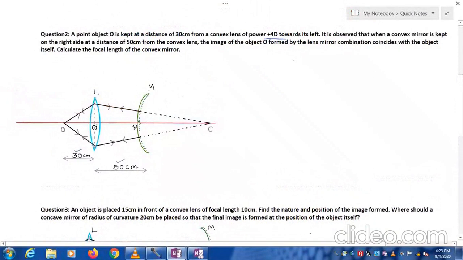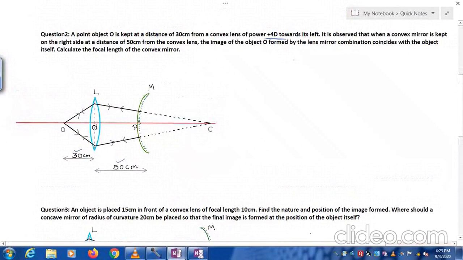Now let us solve this second question. A point object O is kept at a distance of 30 centimeter from a convex lens of power 4 diopter towards its left.